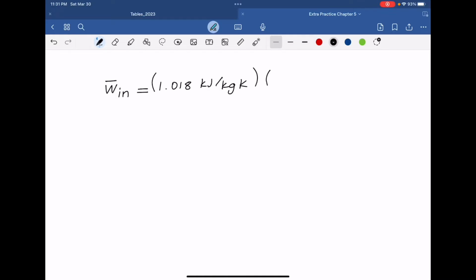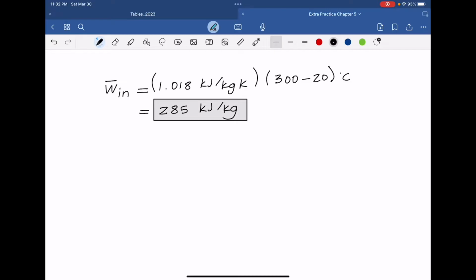And temperature change. The unit doesn't matter in temperature change, remember. And therefore we calculate this to be 285 kilojoule per kilogram. So this was the first part. Now they are also asking for the power.